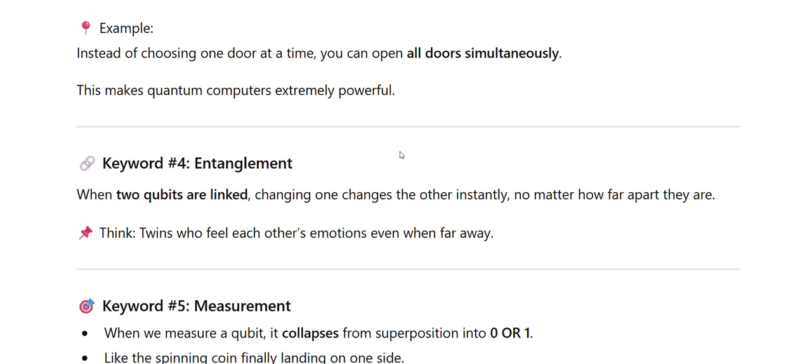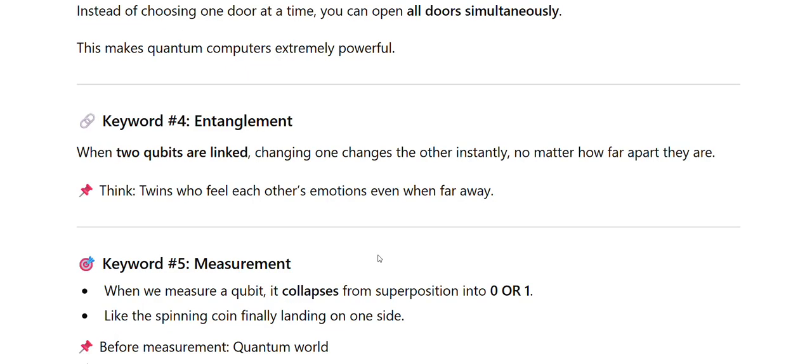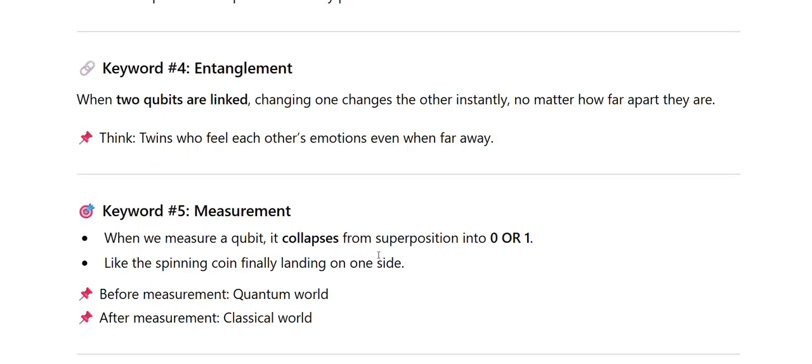The next keyword we want to understand is entanglement. What is entanglement? When two qubits are linked, then changing one changes the other instantly. No matter how far apart they are, the modification of one is impacting the other. Like a mother and child, who share emotions even when they are far away, right?